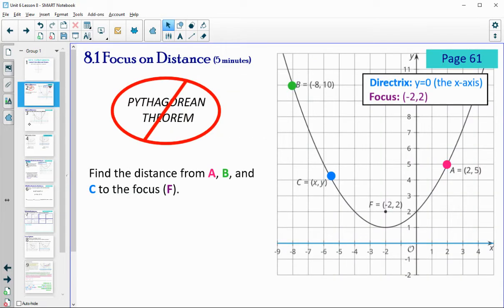So let's take a look at this graph here, and without using the Pythagorean theorem, let's find the distance from A to the focus, B to the focus, and C to the focus. Determine that without having to do the Pythagorean theorem, then come back to the video.